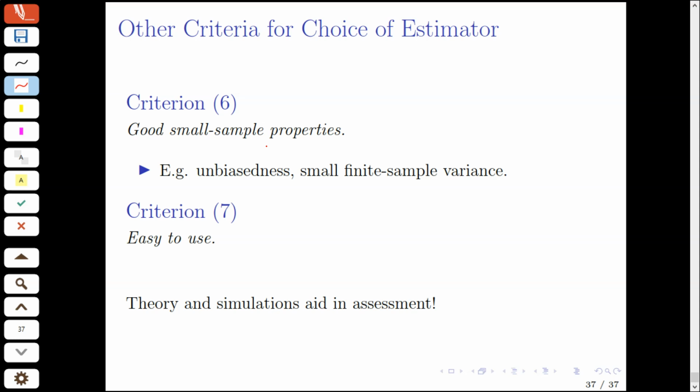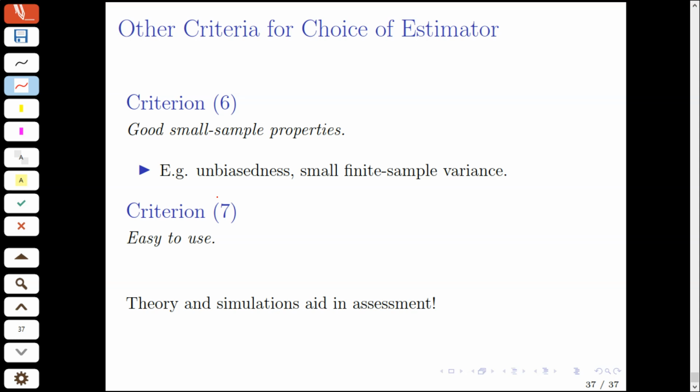The last criterion here is somewhat heuristic, but the estimation method should be easy to use. If a method is incredibly complicated and you have to be an expert in order to even implement it, then it's simply not going to be popular.